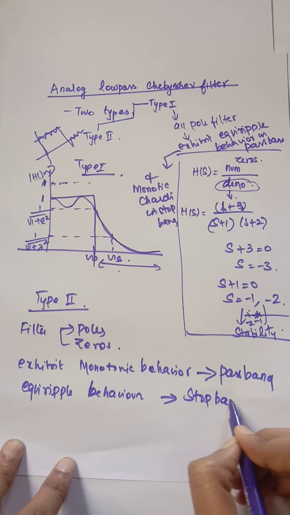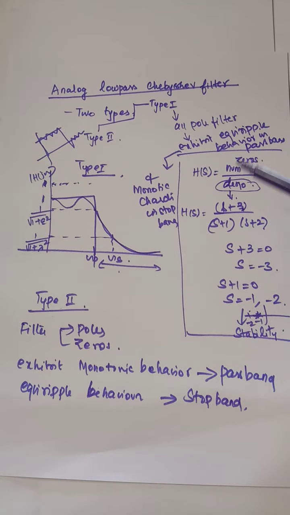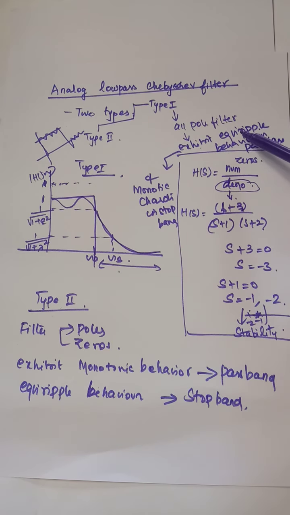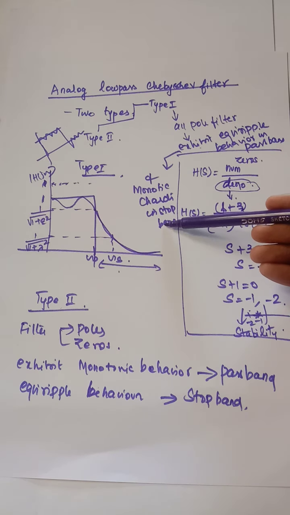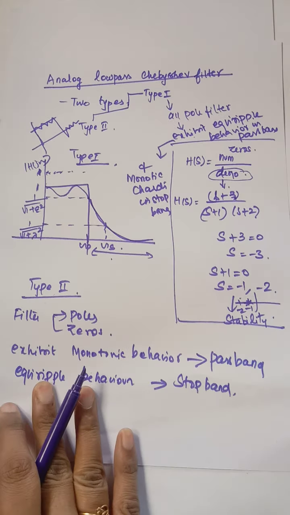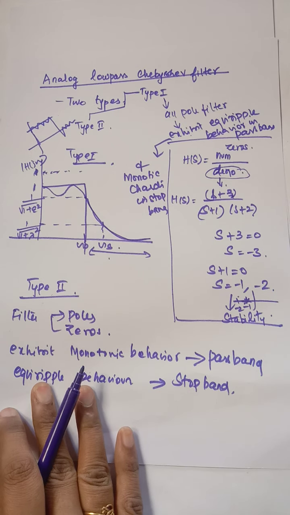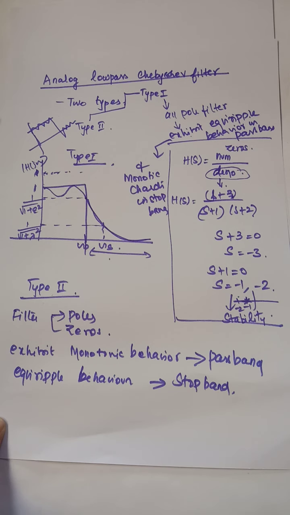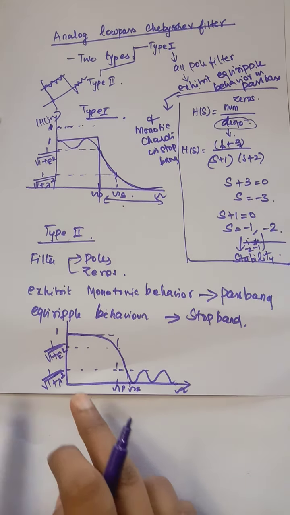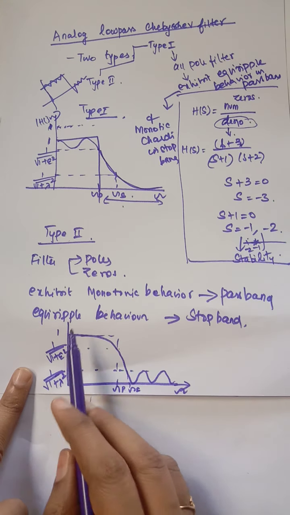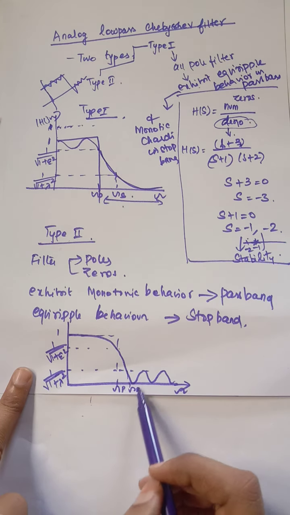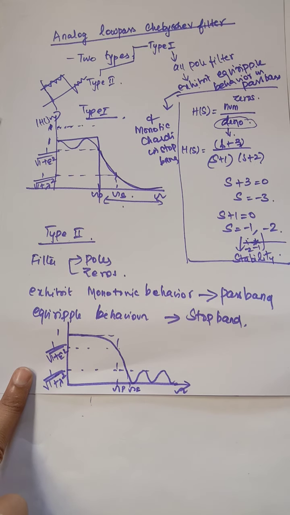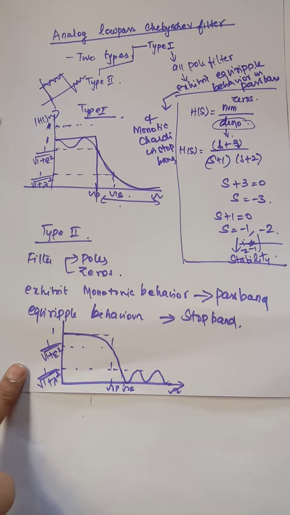So this is the difference between the type 1 and type 2 design. In type 1 design, all are pole filters, and it exhibits equiripple behavior in pass band and monotonic characteristics in the stop band. Here in type 2 it is totally reverse. Here you will have equiripple behavior in the stop band and monotonic behavior in the pass band. So now this is your type 2 design. Here type 2 design, the same thing, monotonic decreasing in the pass band and equiripple behavior in the stop band. The same thing here, I have drawn it similar to this. Next we will see the design of low pass filter.